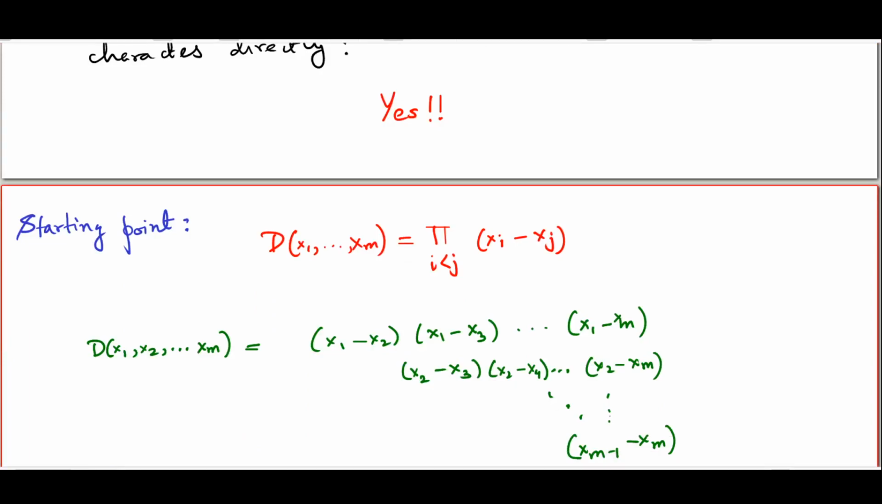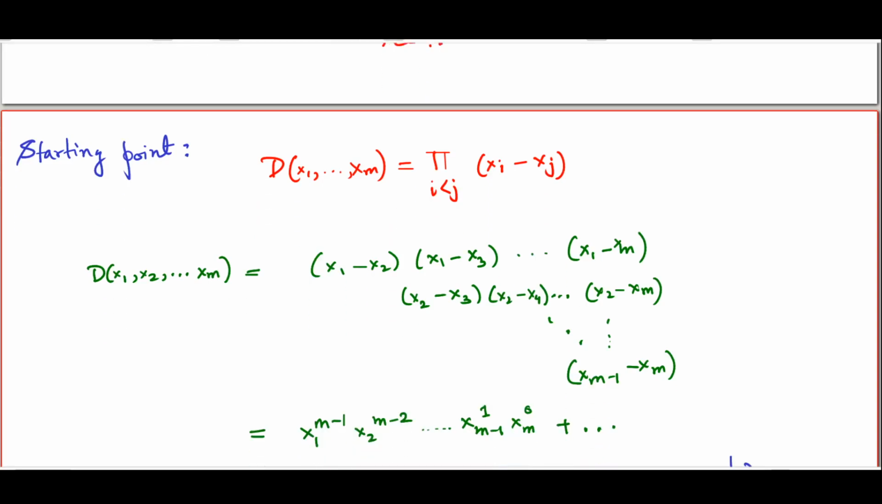And as you can easily see, one term in this product is going to be the one which you get when you take x1 from each of the factors in the first row. That will give you m minus 1 powers of x1. Then you can take m minus 2 powers of x2 from the next row, all the way down to 1 power of x_(m-1) from the last row, which of course leaves you with no powers of xm at all. Of course, this is not the only term that goes into this determinant or this quantity D.